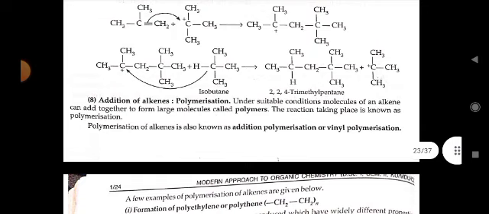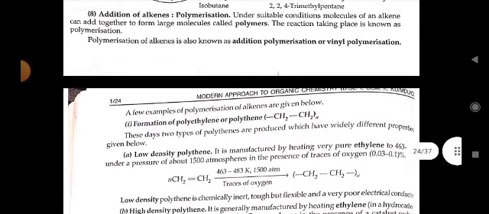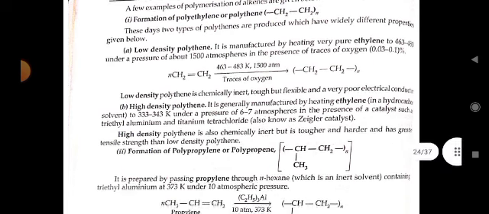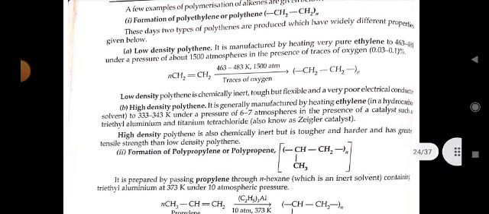Addition of alkenes, polymerization. Under suitable conditions, molecules of an alkene can add together to form large molecules called polymers. The reaction taking place is known as polymerization. Polymerization of alkenes is also known as addition polymerization or vinyl polymerization. A few examples of polymerizations of alkenes are given below. Formation of polyethylene or polyethene. These days, two types of polyethene are produced which have widely different properties, as given below.